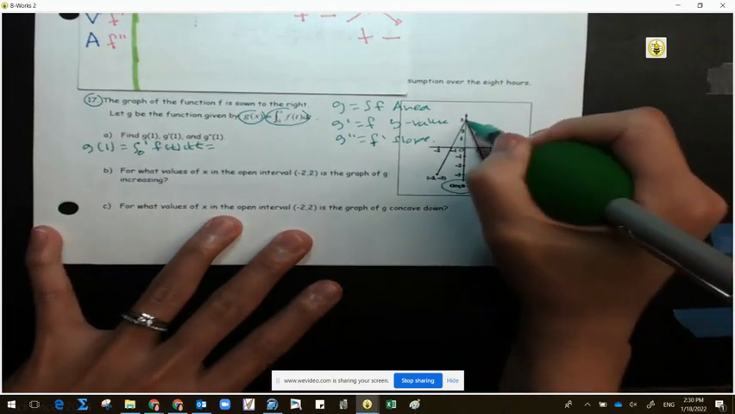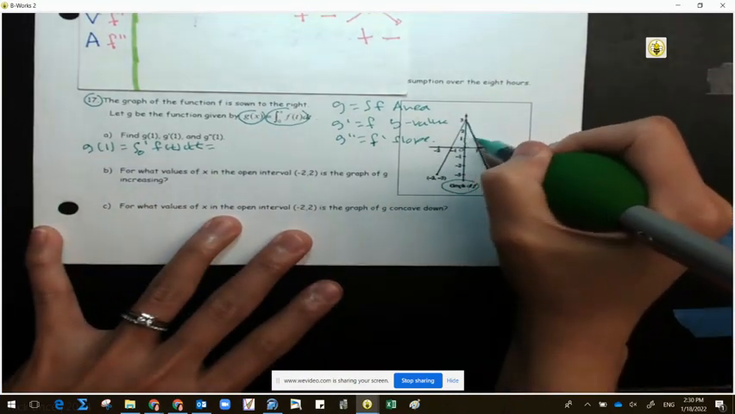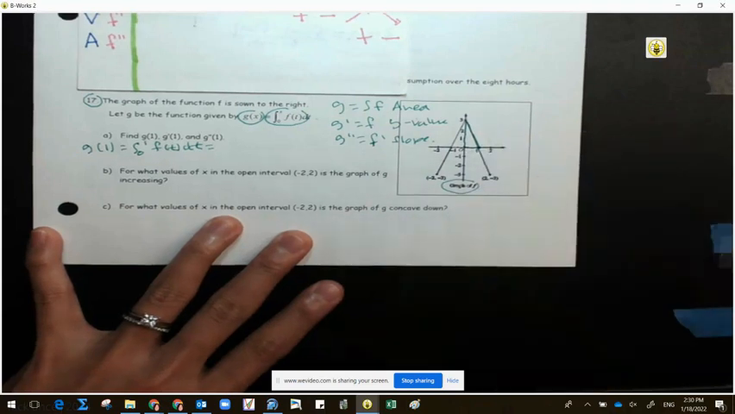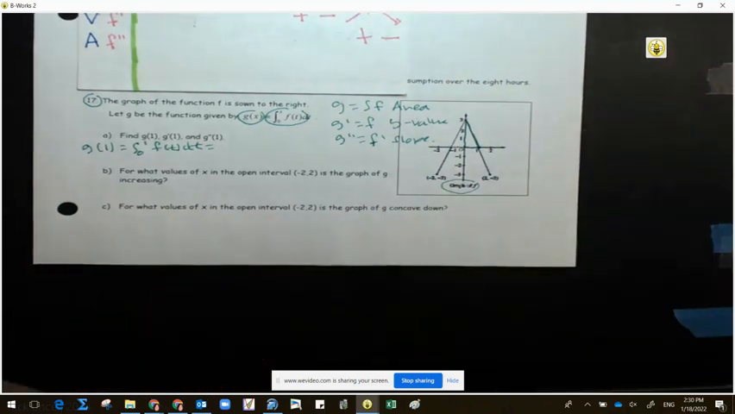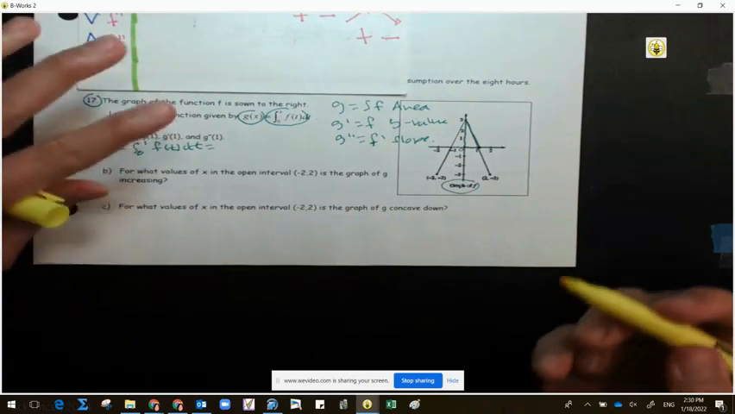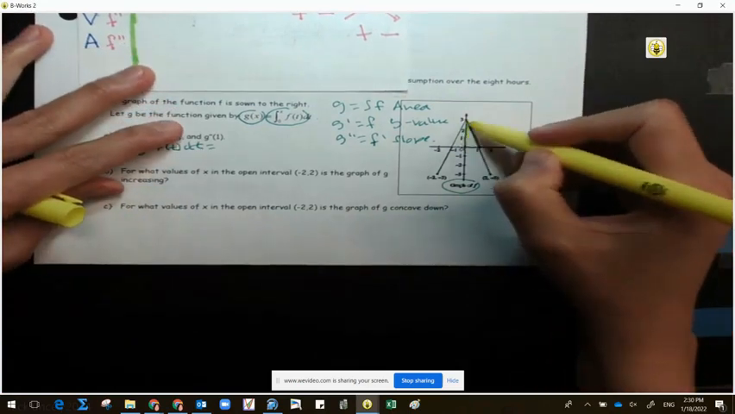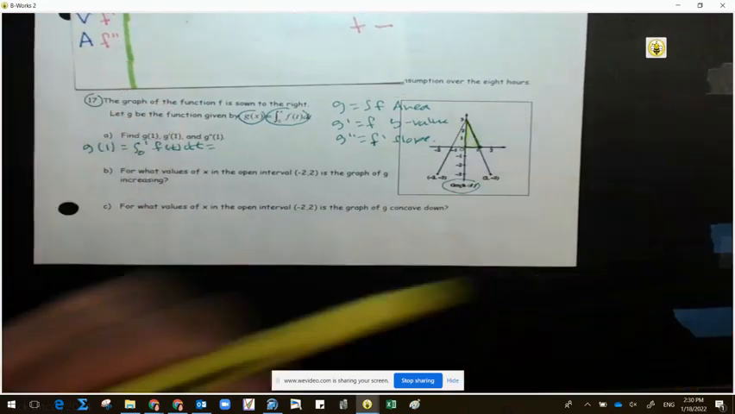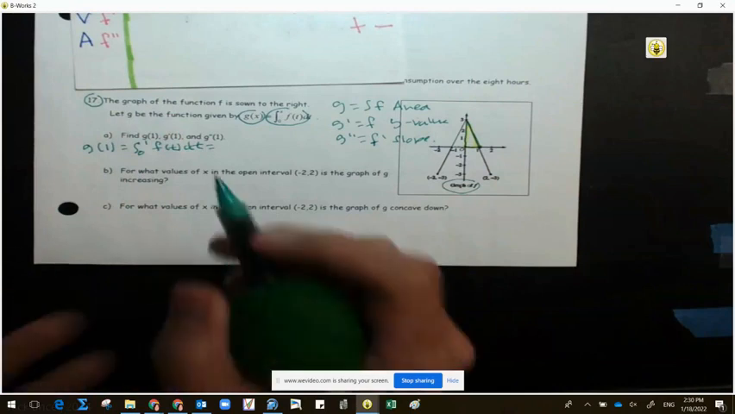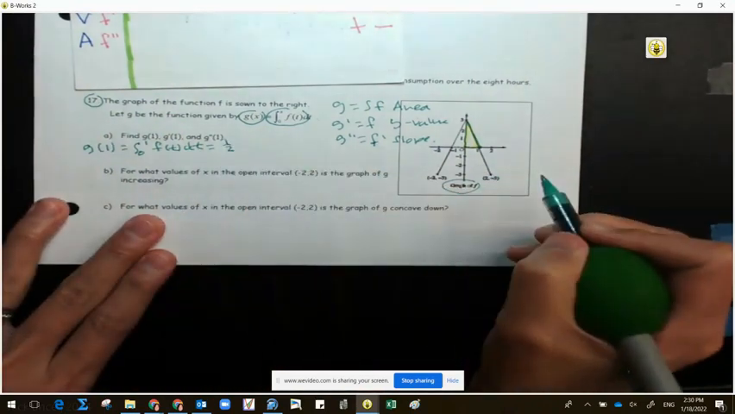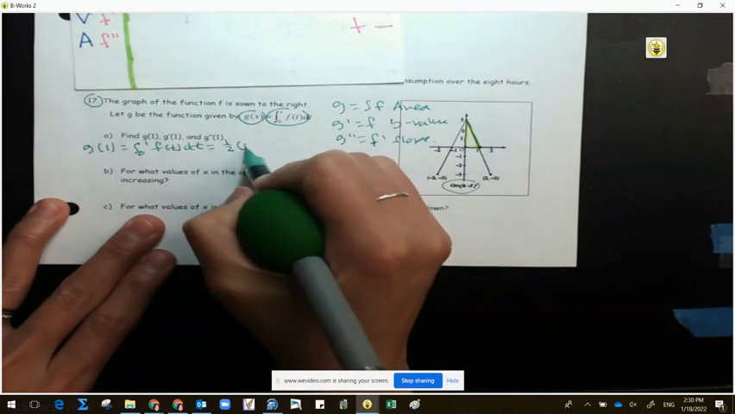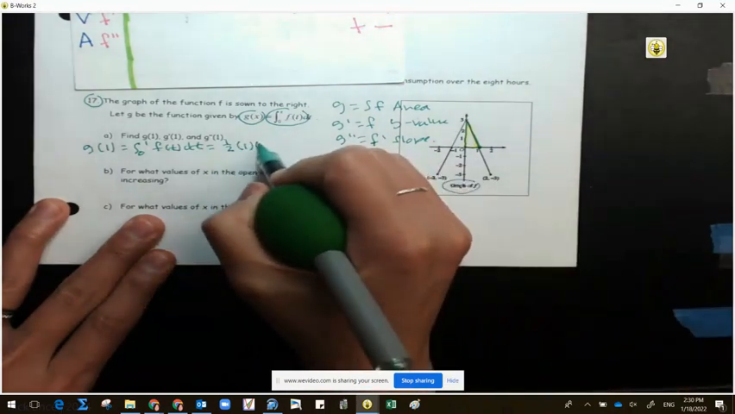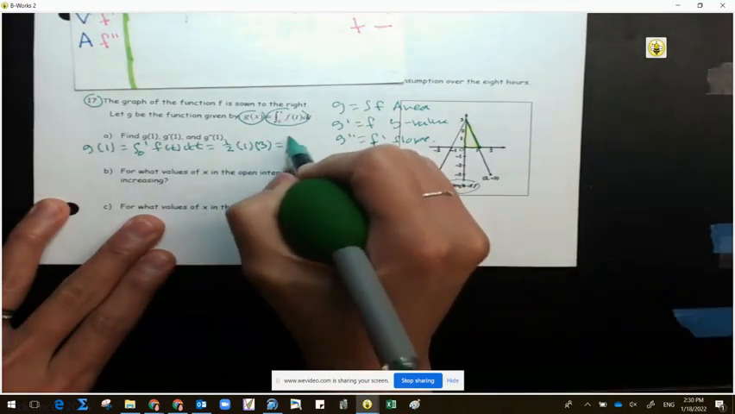From 0 to 1 is this figure right here. What shape is this? Triangle. If I want to find the area of this triangle, it is half times what and what? Base times height. So we have half, my base is 1. What is our height? 3. And that's going to give us 3 over 2.